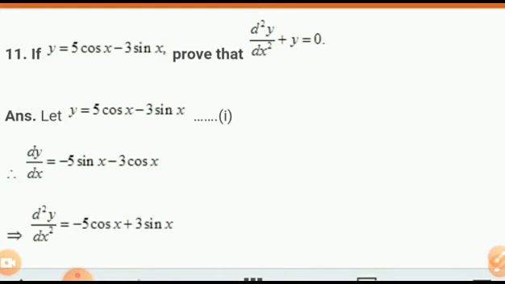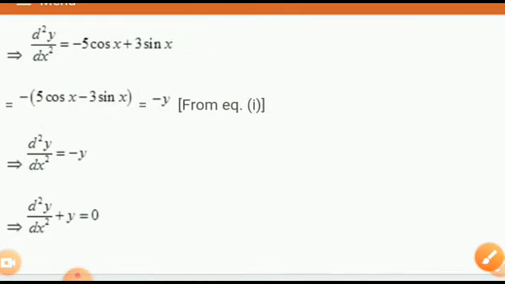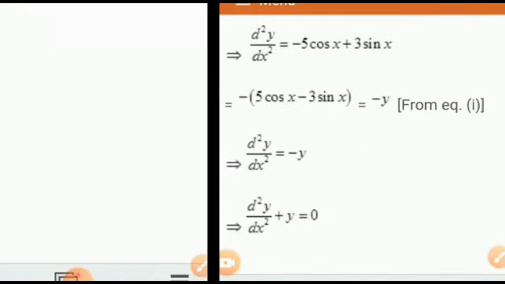Again, the next question is y is equal to 5 cos x minus 3 sin x. We have to prove that d2y by dx square plus y, it is equal to 0. Okay. So I have taken y as 5 cos x minus 3 sin x. Find the derivative of it. Again I have found the derivative of d2y by dx square. What we need to show? This plus this, it is equal to 0. So just substitute the values and see whether you are going to get the value as 0 or not. Okay? Only that is the case.